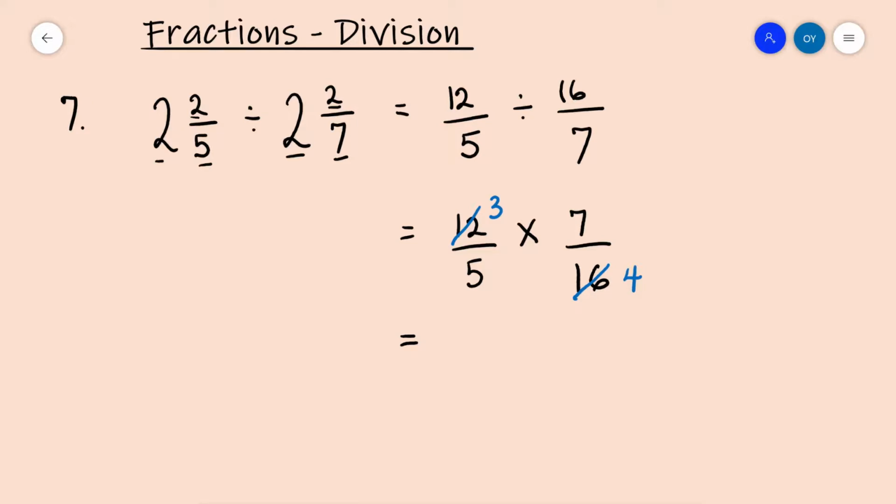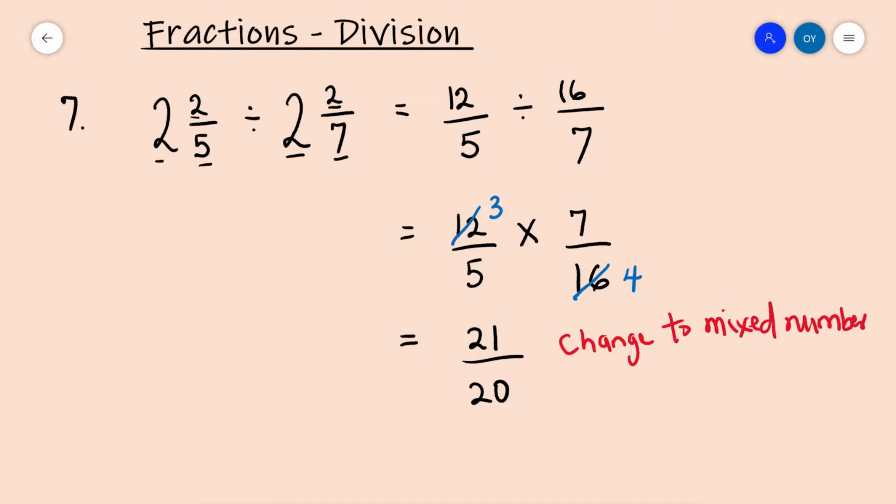So we have 21, which is 3 times 7, over 20, 5 times 2. And we can change this to a mixed number. So we have one whole number, 1 over 20.